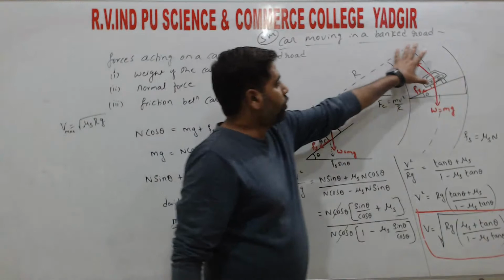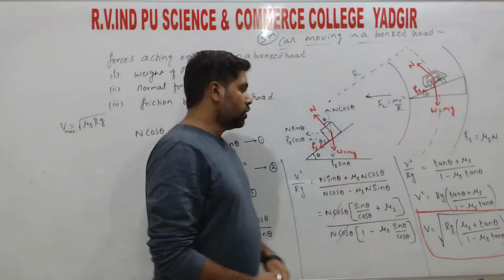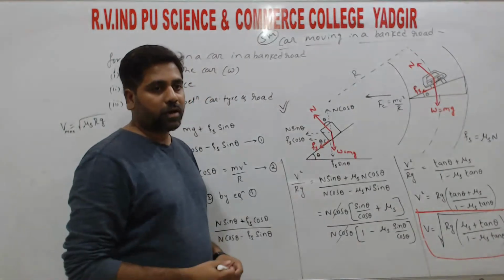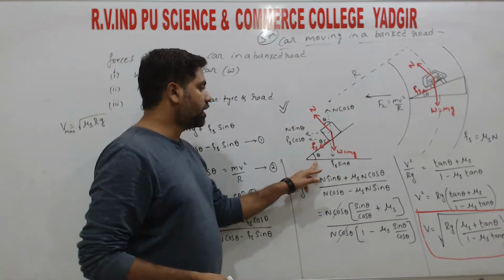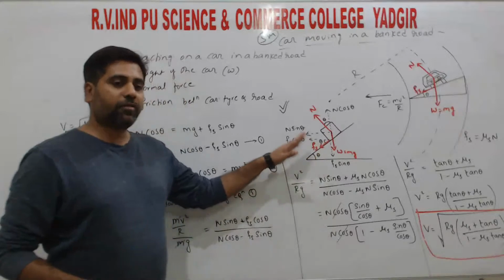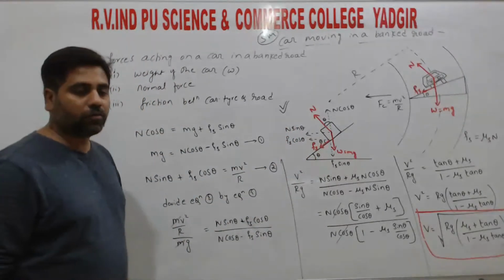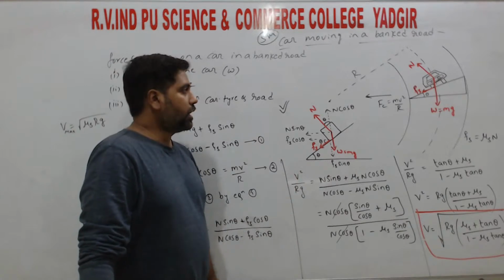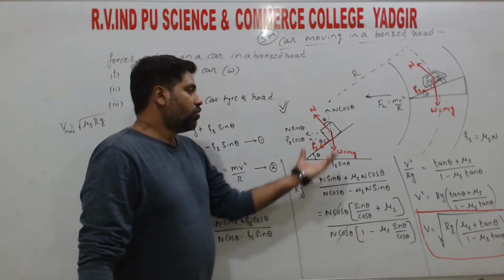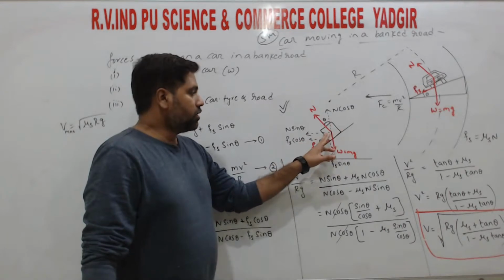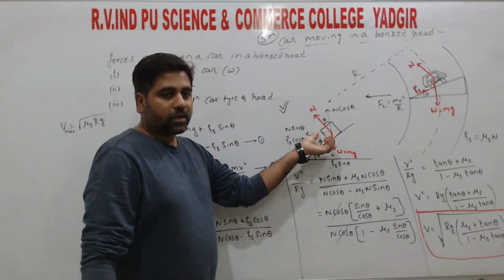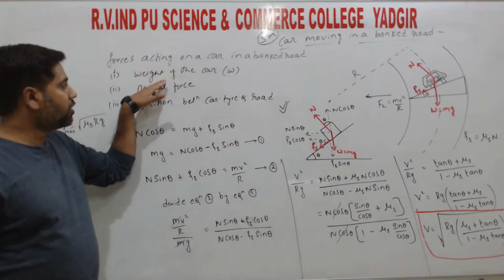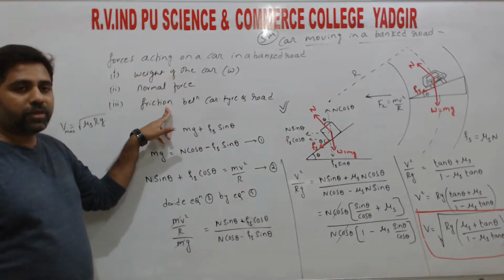In the exam, even if you do not draw anything else, this diagram is very important, right? Here theta we call the banking angle. The angle at which the road is banked, we call the banking angle, right? We do not need a car diagram, just one box to represent the car. Here also three forces are acting: weight of the car, normal force, and friction between the car tires and the road, right?